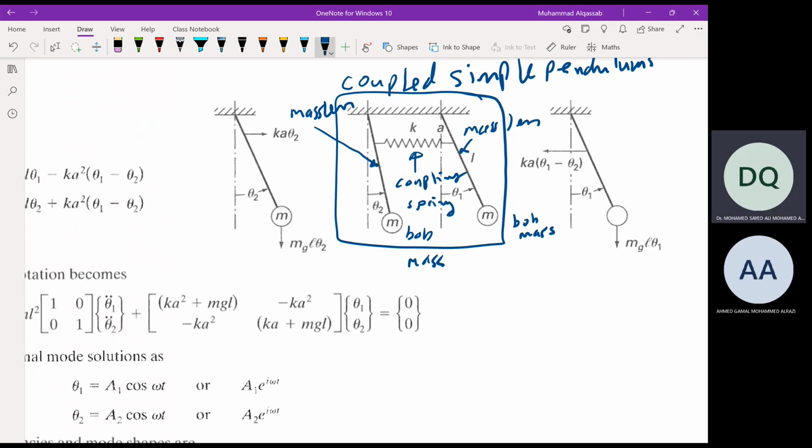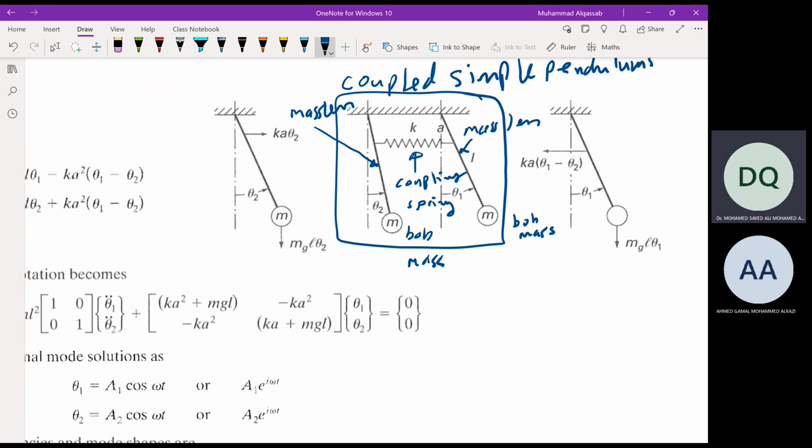We'll assume that theta 1 is greater than theta 2 in order to draw the free body diagram and then obtain the equation of motion, and do the same analysis as we did in the previous example. So the system here is rotational, while the system in example 1 was translational. Both are 2 degrees of freedom.